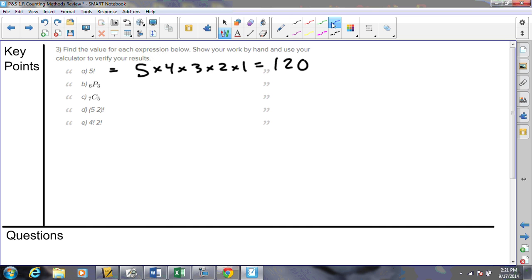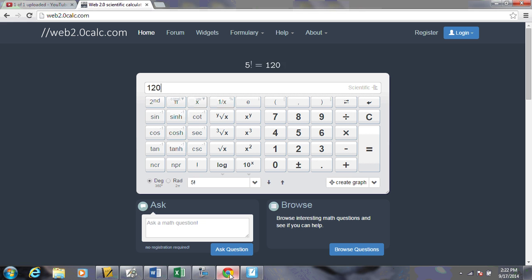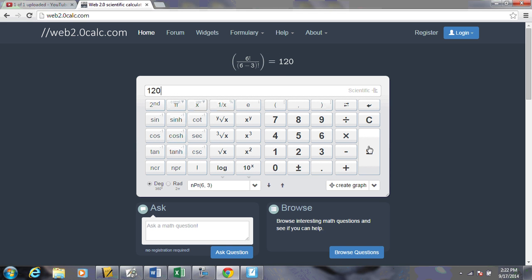And I'll switch colors for part B. Part B, and I'll match these up color to color. I covered up the problem, 6 permute 3. Well, do you remember the work? First number goes on top. 6 subtract 3 gives us the bottom. It just so happens that it's the same number. And so we'd have 6, 5, 4, 3, 2, 1 over 3, 2, 1. 3 on down would cancel, and we have just 6 times 5 times 4, which equals 120. We can go back to the calculator and type in 6 permute 3 and verify our work was correct. We still got 120.